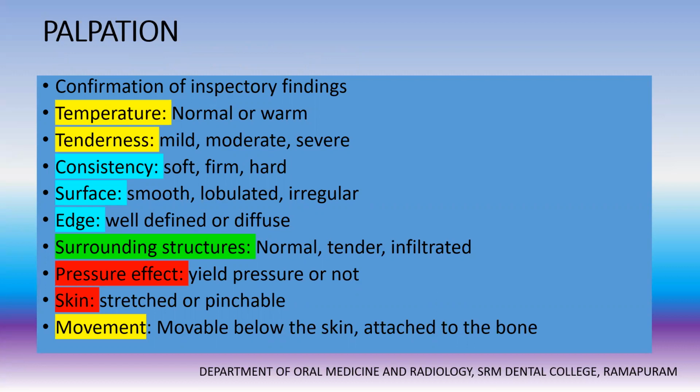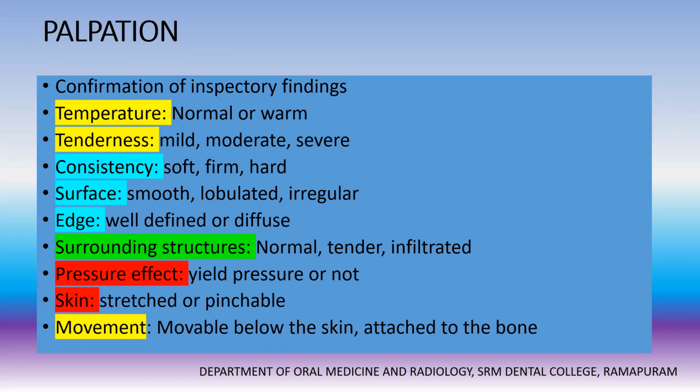First, we need to check for the temperature of the swelling, whether it is normal or warm. The tenderness of the swelling, that is, when we touch it, does the patient elicit any pain? Coming to the consistency, it can be a soft swelling, a hard or a firm swelling. The surface can be smooth or lobulated, or it can be irregular. The edges can be well-defined or ill-defined. The surrounding structures can be normal or it can be infiltrated, and even the surrounding structures can be tender.